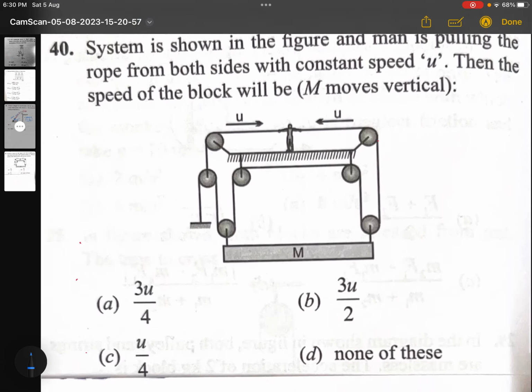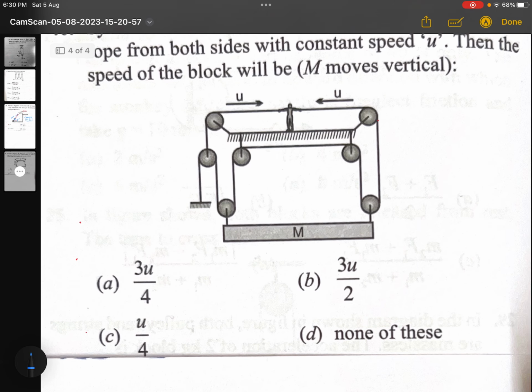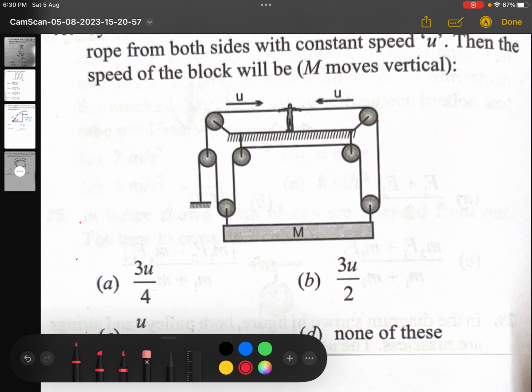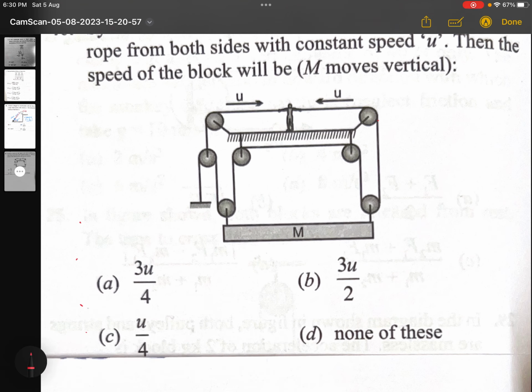Okay, so this is another problem I would like to solve for you. Now you see, if this person is pulling this string towards him like this with speed u, my tension will always act away from this fixed point, or away from the body. This is a tension and here is a velocity.